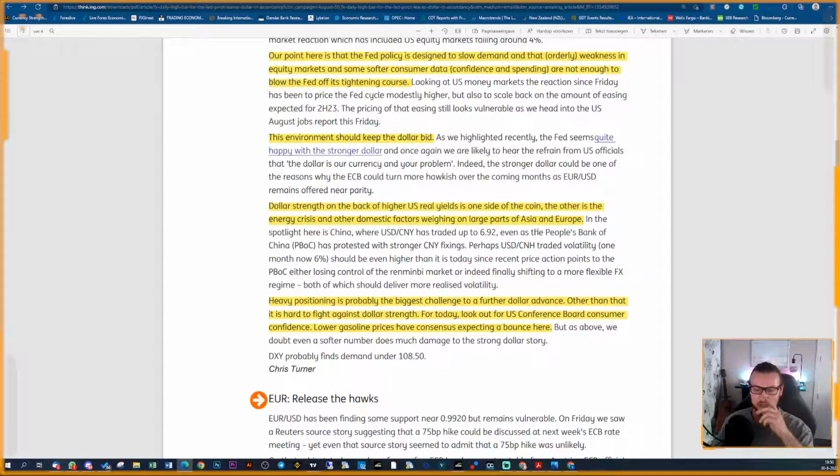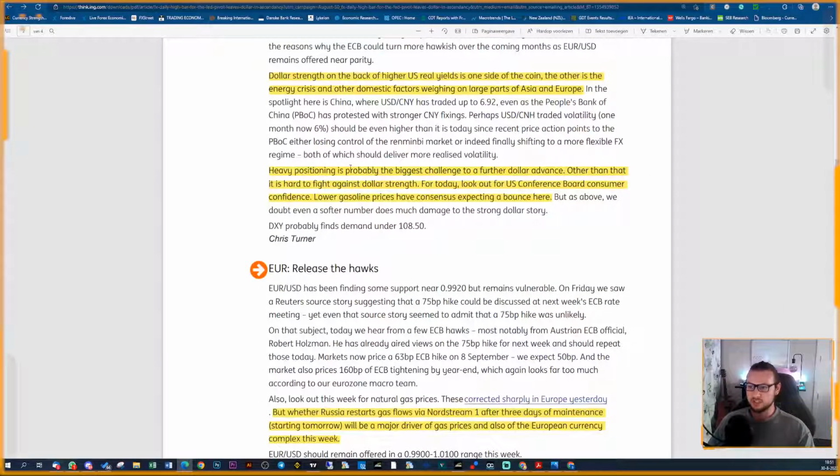So these are factors that make Asian currencies and European currencies less attractive. And when you have that situation, people go to the dollar, right? The dollar is still the safe haven of choice in situations like this. Heavy positioning, so that's the only negative on the dollar. Heavy positioning is probably the biggest challenge to a further dollar advance.